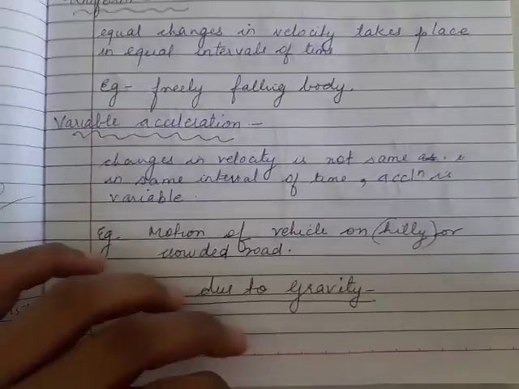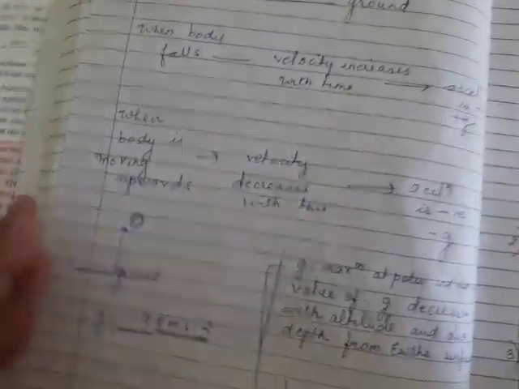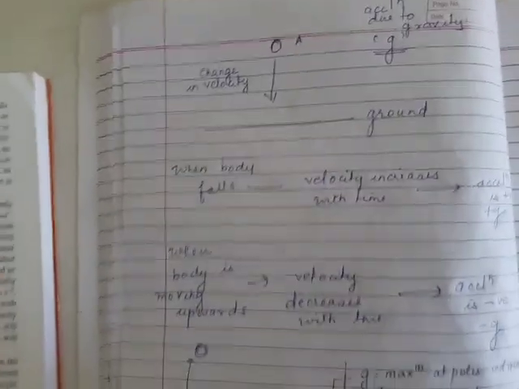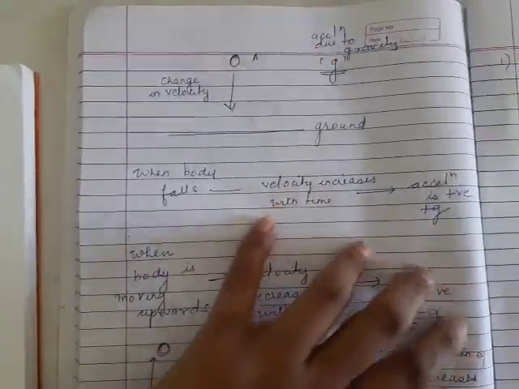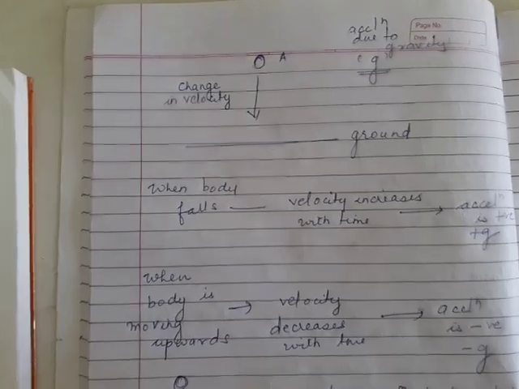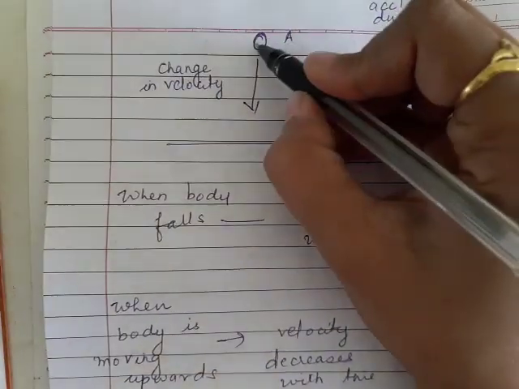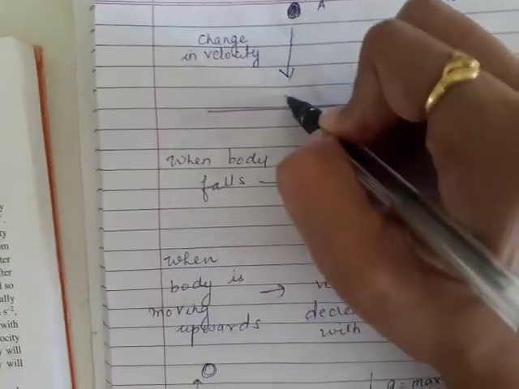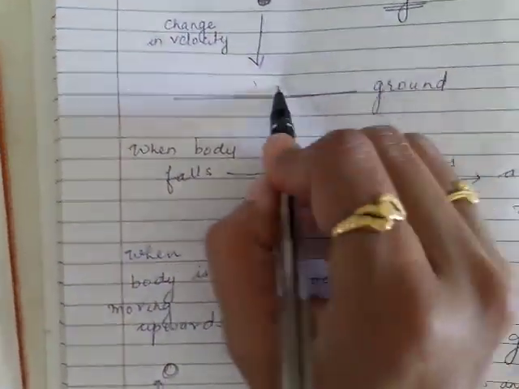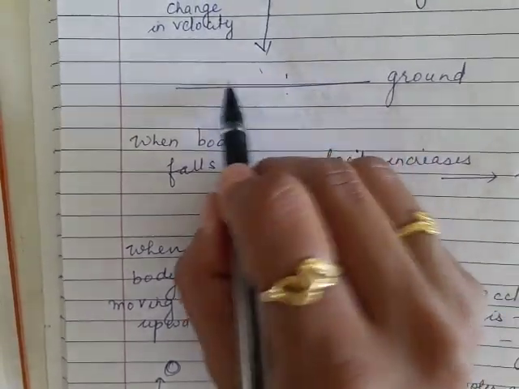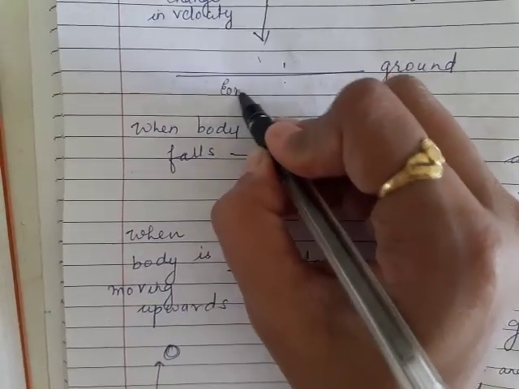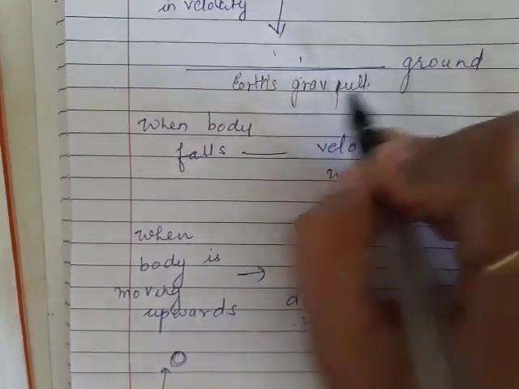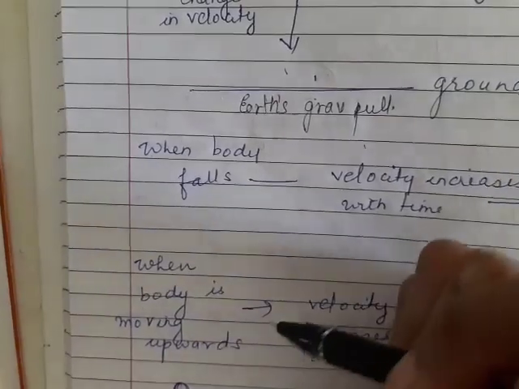Then the next aspect which we will be doing is acceleration due to gravity, a very important point. Now what is actually acceleration due to gravity? Here I have drawn a small body, say body A. It is a freely falling body, falling towards the gravity. The acceleration which is produced due to the earth's gravitational pull is called acceleration due to gravity.